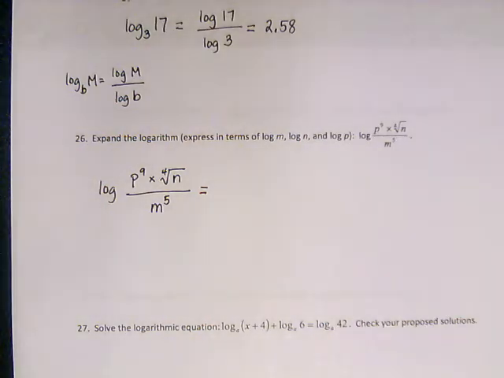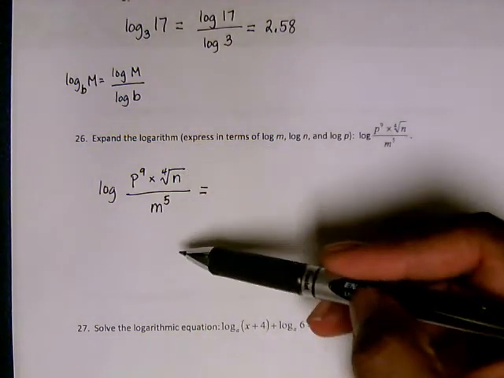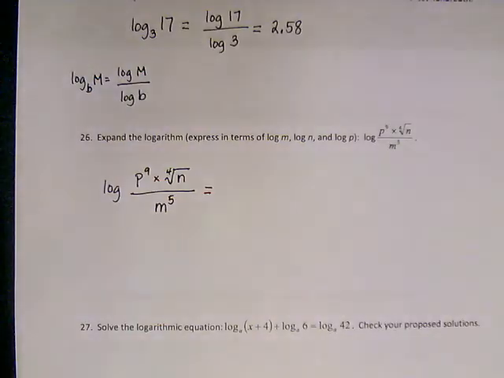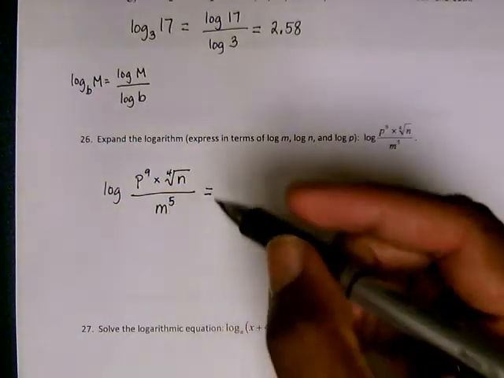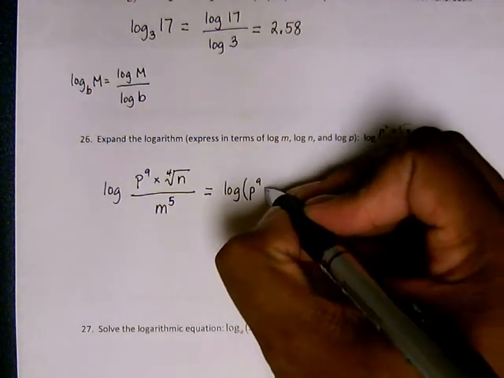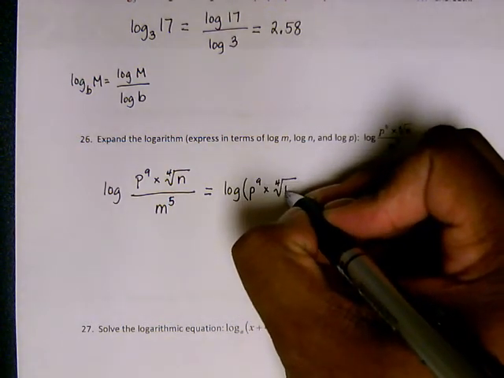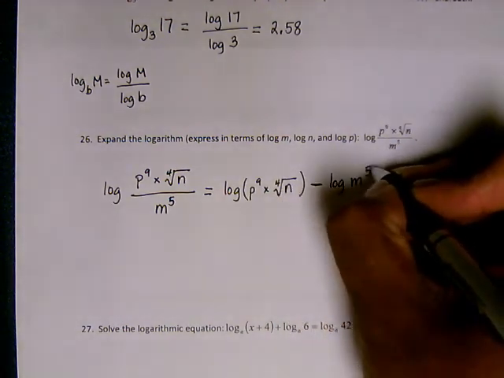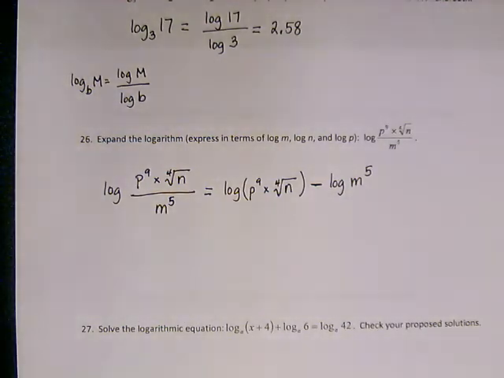So in this case here, right off the top I see a numerator and a denominator, so I have to apply the quotient rule because I have the log of a quotient. That can be expanded as the difference of their individual logarithms. So this will be expanded as log of p to the 9th times the 4th root of n, minus the log of m to the 5th. Okay, because it's the log of the numerator minus the log of your denominator. Here I'm applying the quotient rule.